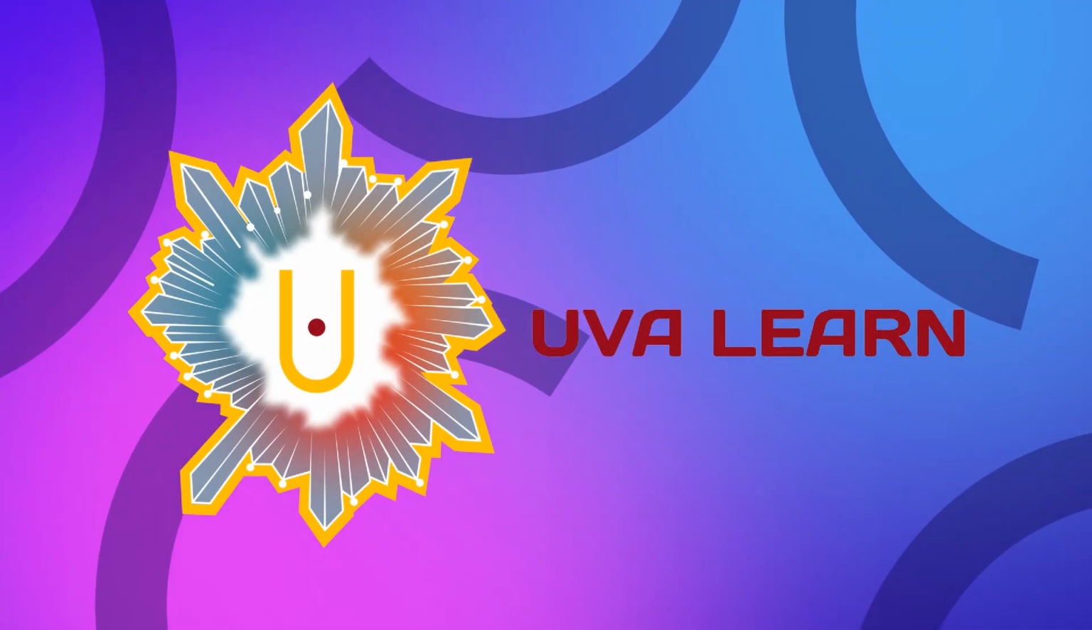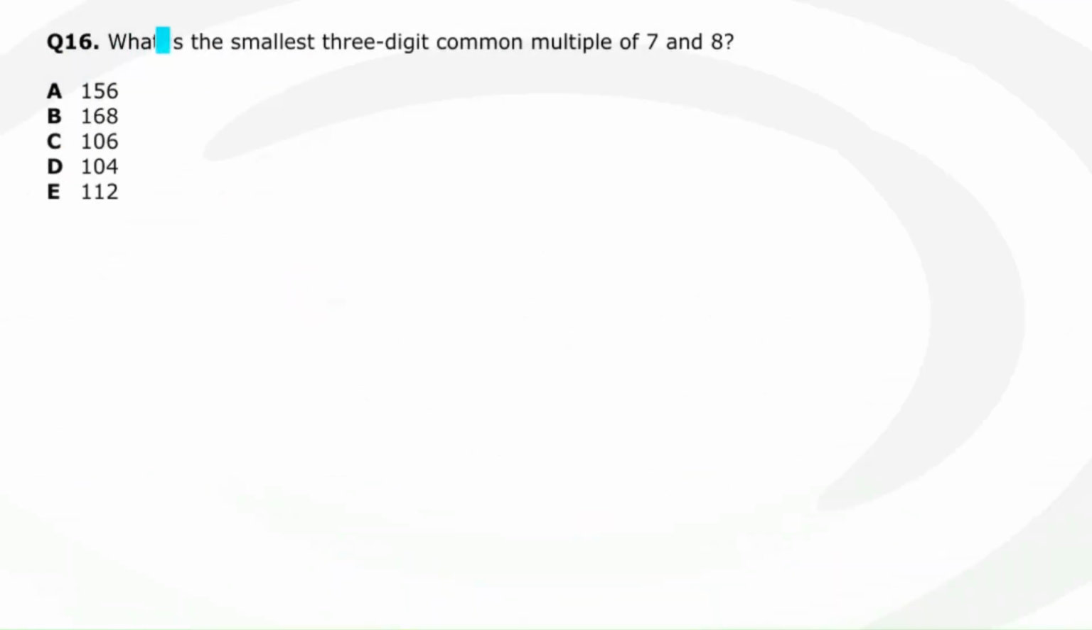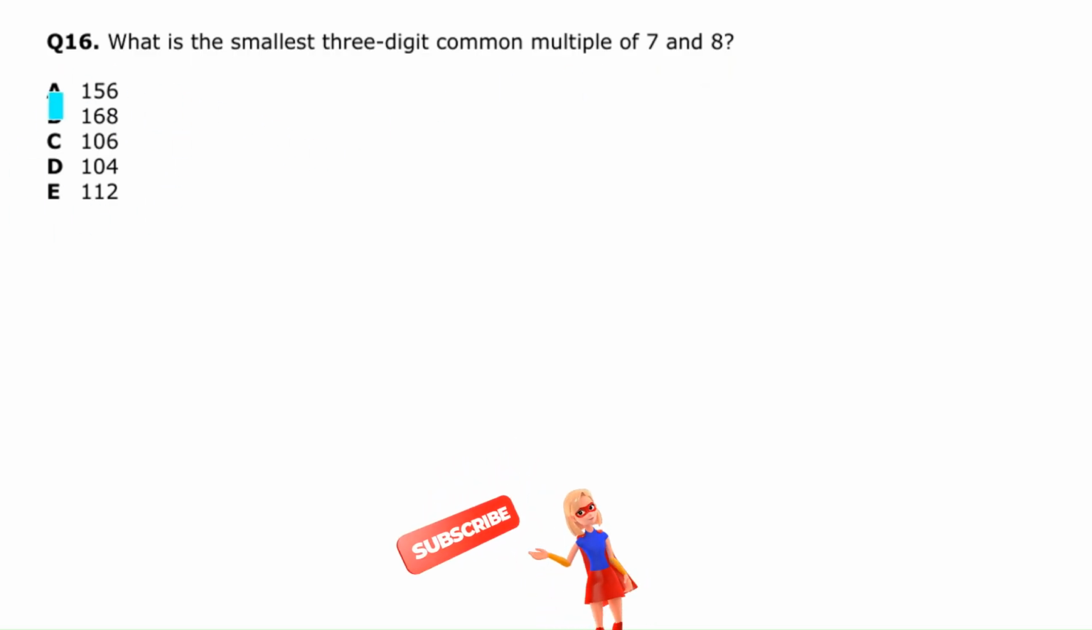Let's solve today's problem. What is the smallest three-digit common multiple of 7 and 8? Here are the options, and now let's solve this question.